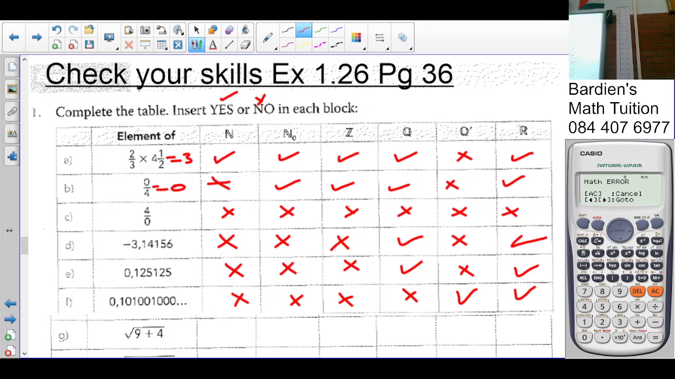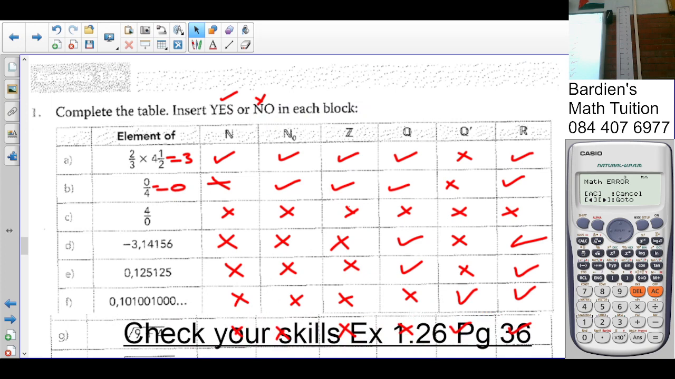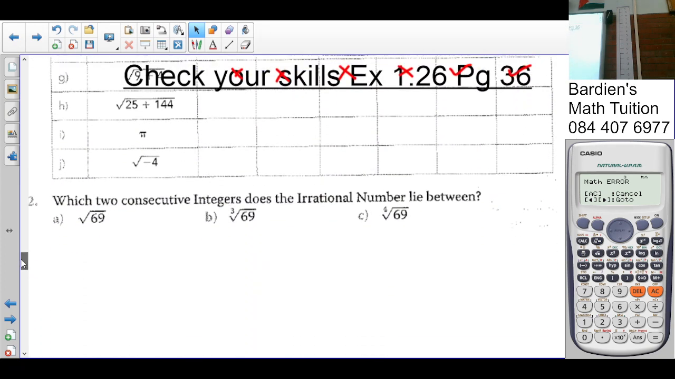The square root of 9 plus 4, we must add it first before we take the square root. The 9 plus 4 is 13. The root thereof is irrational, so it's no, no, no, no, yes and yes. So it's irrational then. Let's pull this down here. The next one. The square root of 25 plus 144 is going to give you the square root of 169, which is 13. Is that correct? So it's yes, yes, yes, yes.